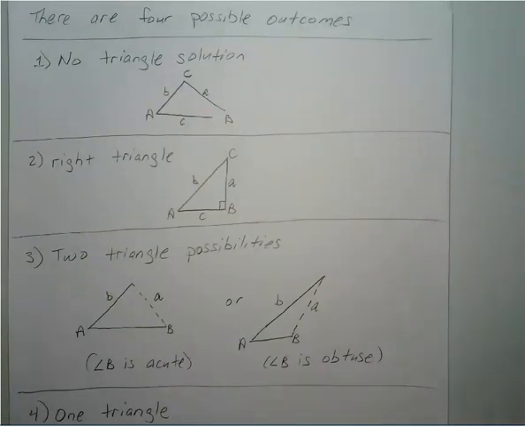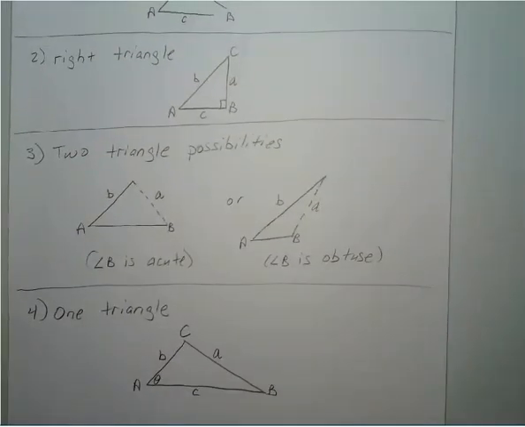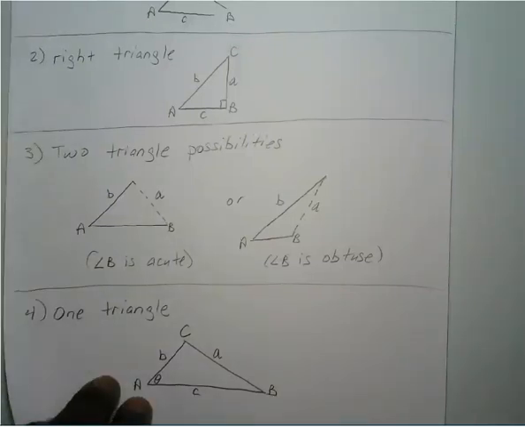And then we have the 4th possibility, which is one triangle. That's the one when given a certain amount of information, only one triangle will make that true. All right, so if you are still writing, of course, feel free to press pause and finish up. But we're going to go ahead and move on to our first example.